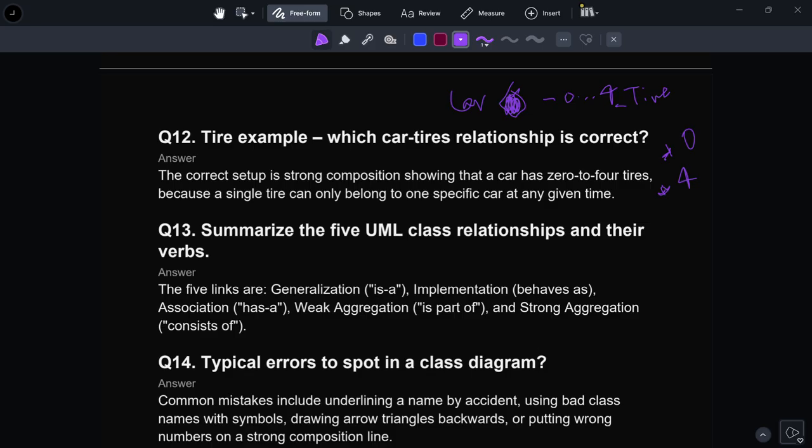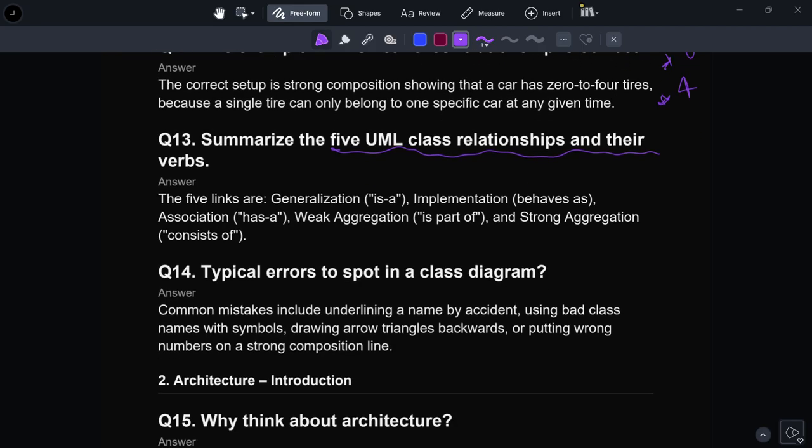Now we need to understand the 5 UML class relationships and their verbs. The first is generalization: is a, inherits. It is a solid line with a hollow triangle like this. A checking account is a general bank account. Implementation: behaves as, fulfills. It is a dashed line with a hollow triangle. The printer software behaves as a standard hardware interface.